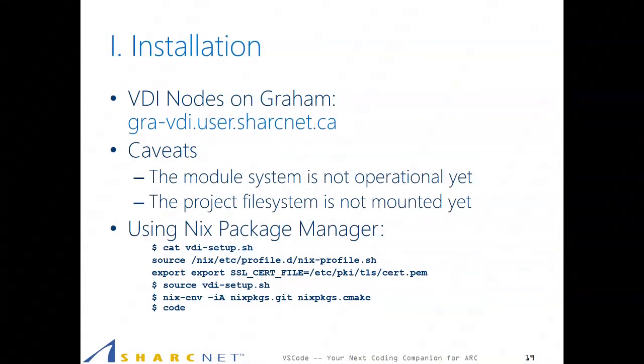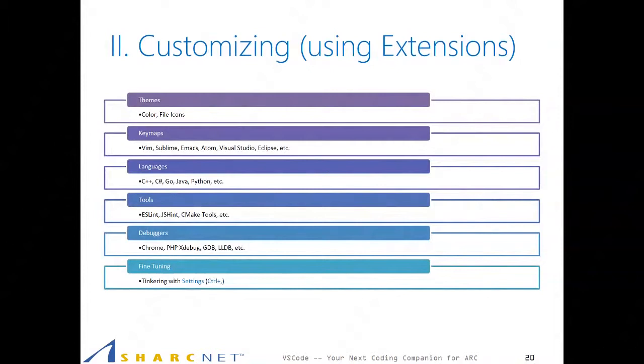After having the code up and running on Sharcnet systems, the next step is customizing. Usually customizations happen using the extensions, but some of them are already included, including themes. You can change the color themes. There are two kinds of themes. One is color and the other one is file icons.